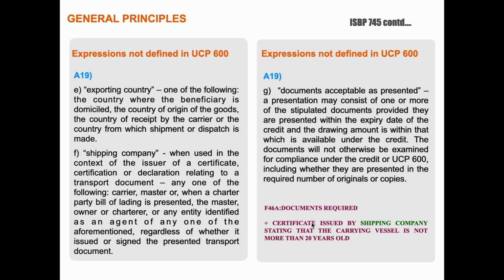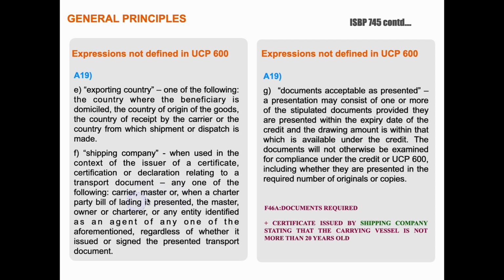Now, the next question is, let us say the bill of lading was issued by the carrier, means signed by the carrier. Whether the master can issue such a certificate, that is the shipping company certificate, the answer is yes. That is what is discussed in these 3 lines. Regardless of whether the carrier, master, or the charterer or owner in case of a charter party bill of lading issued or signed the presented transport document, right? Means not only the master, let's say the bill of lading was signed by the master, even the agent of the master can also issue the shipping company certificate.